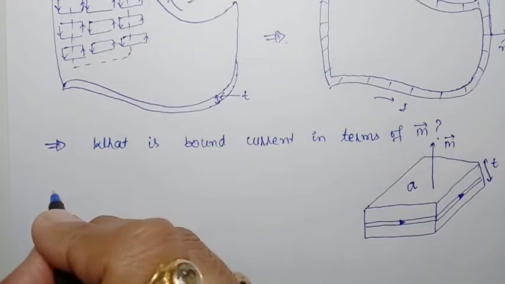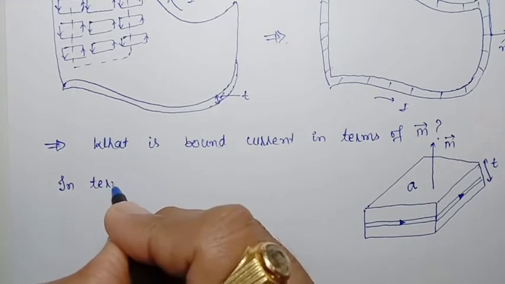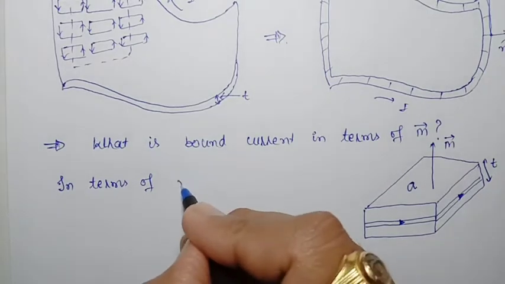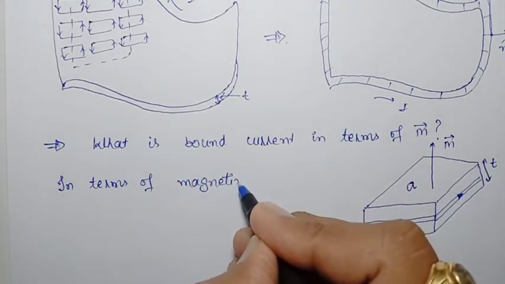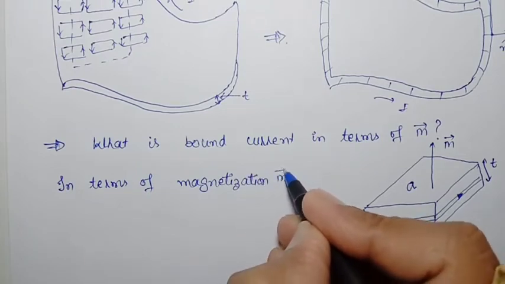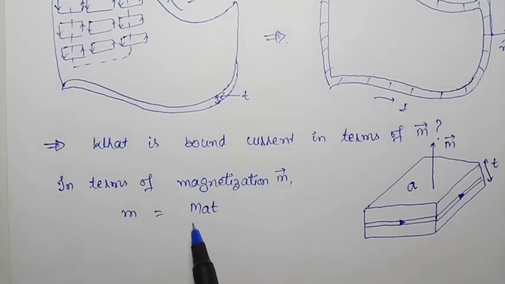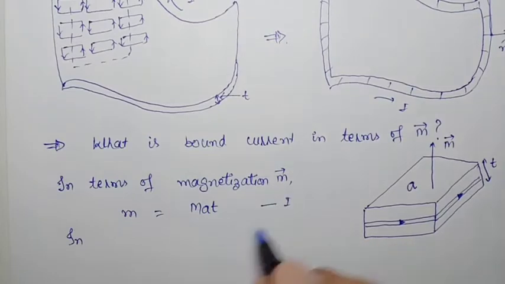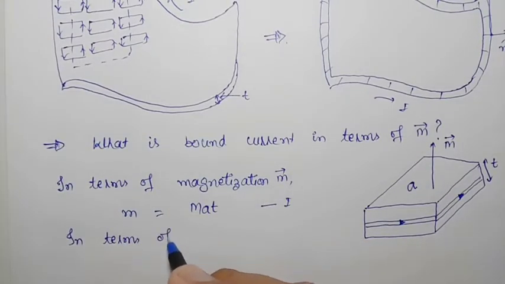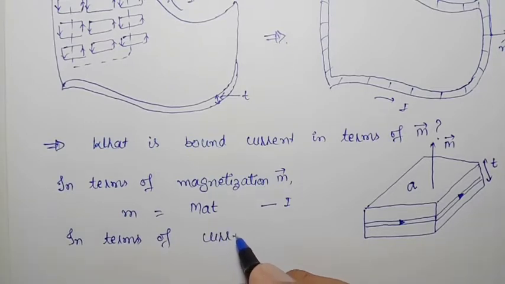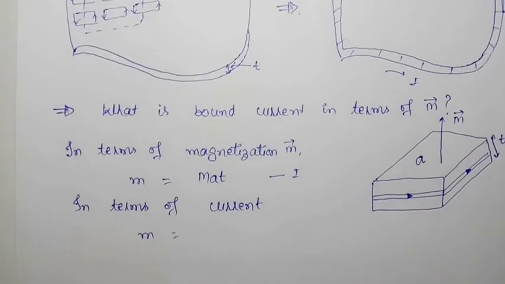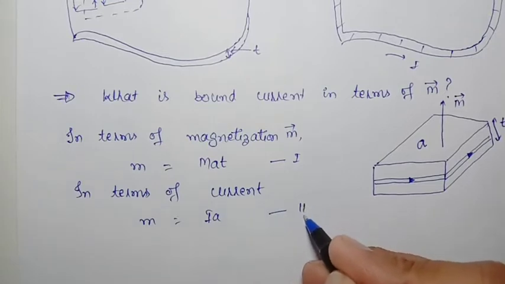Now, in terms of magnetization M, the magnetic dipole moment is equal to M A T. Why is it so? Because magnetization is equal to magnetic dipole moment per unit volume. Here A is the area and T is the thickness of the loop. Suppose this is equation number 1. Similarly, in terms of current, the magnetic dipole moment is equal to I A. Suppose this is equation number 2.